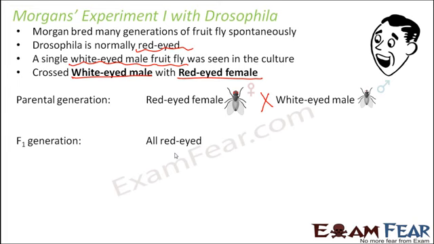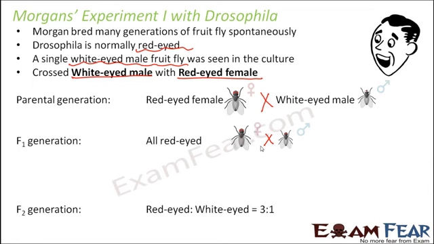Now he allowed the F1 males and females to breed. In the F1 generation, both males and females were produced, and they were all red-eyed. So he allowed one red-eyed female of the F1 generation to cross with a male of the same generation. Both were red-eyed. So a red-eyed male and a red-eyed female of the F1 generation were crossed to give the F2 generation.